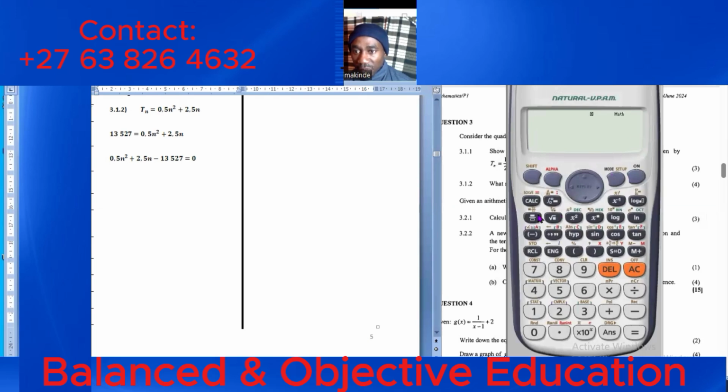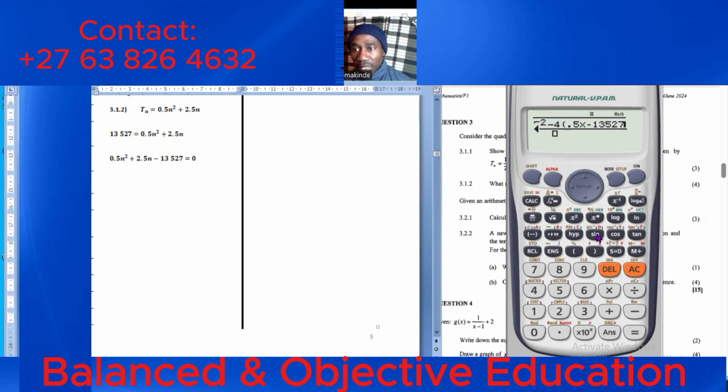So n in this case will be equal to negative b. So that will be negative 2.5 plus the square root of 2.5 squared minus 4 bracket a, our a there is 0.5, multiplied by c. Our c is negative 13,527.